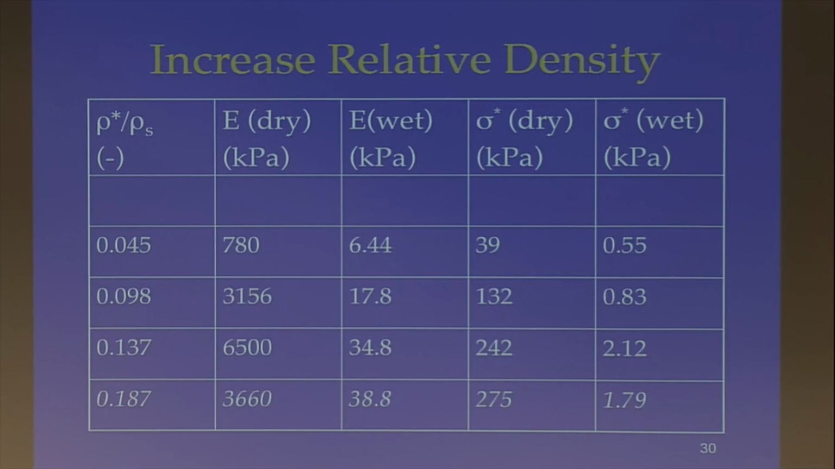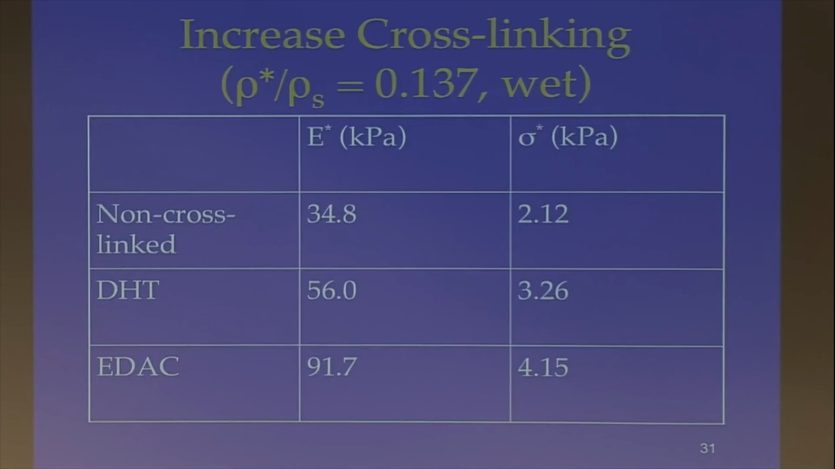So one way you could get the appropriate modulus is by increasing the density to that value. Another way is by playing around with the cross-linking. Those values were for non-cross-linked scaffolds. So here this is the 14% dense scaffold wet. Non-cross-linked, it was around 35 kilopascals. This is a dehydrothermal treatment, just basically heating it up. It gives you a higher modulus. And then this is the chemical cross-linking technique. It increases the modulus again.